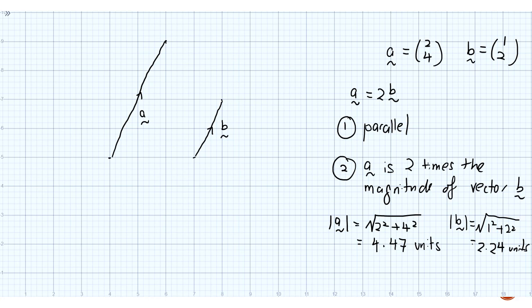Finally, in general, when vector A is equal to k times vector B, these two vectors must be parallel, and vector A will be k times the magnitude of vector B.